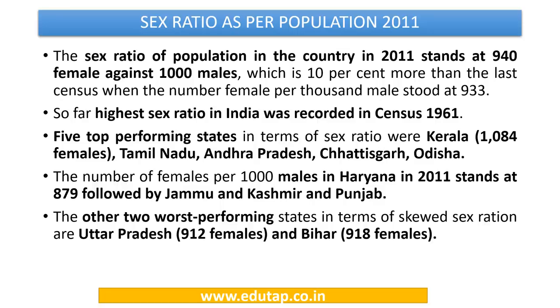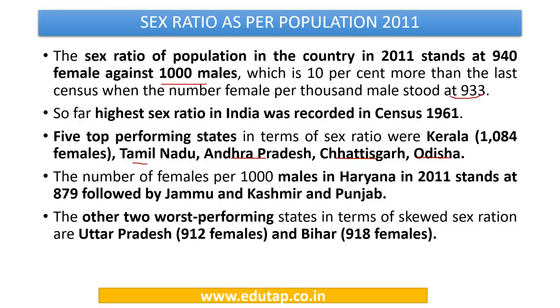Now, if you look at the sex ratio as per census 2011, the sex ratio of the population in the country stands at 940 females against 1000 males. This is the approximate figure, so remember that it is around 940, and this is 10 points more than the last census, when this figure stood at 933. So far, the highest sex ratio in India was recorded in the census of 1961, and the 5 top performing states in terms of sex ratio were Kerala, Tamil Nadu, Andhra Pradesh, Chhattisgarh and Odisha. So these are among the top performing states.